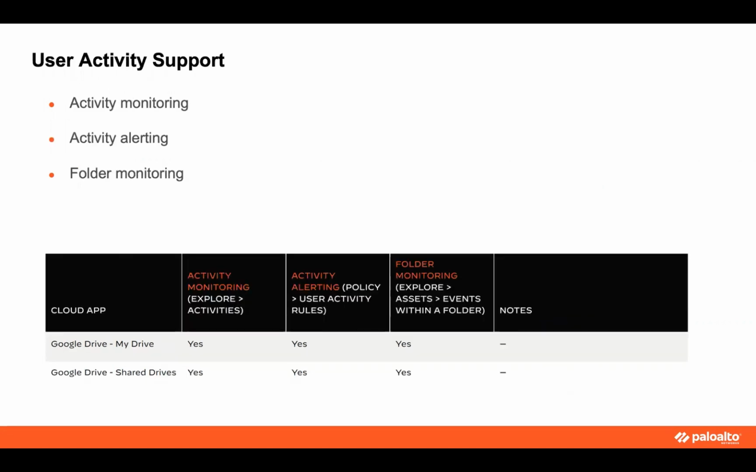The support for user activities is monitoring and alerting on suspicious activities. The support includes monitoring events within a folder too. For monitoring activities, you go to Explore Activities page. You can set alerts for user activities by creating a user activity policy rule in the Policy User Activity Rule panel. For monitoring activity within a folder, you go to Explore Assets, Events within a folder.